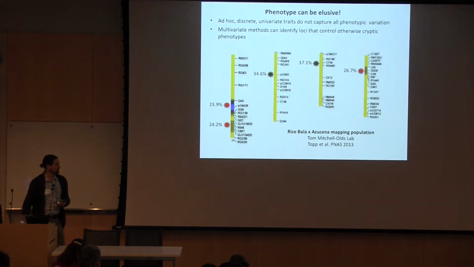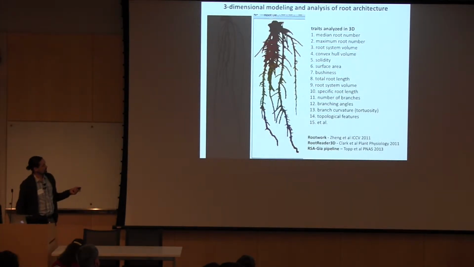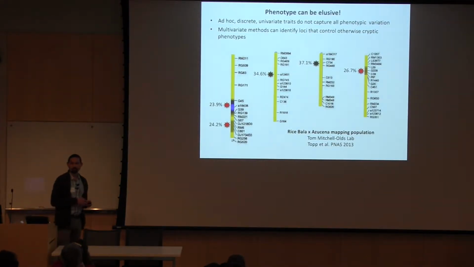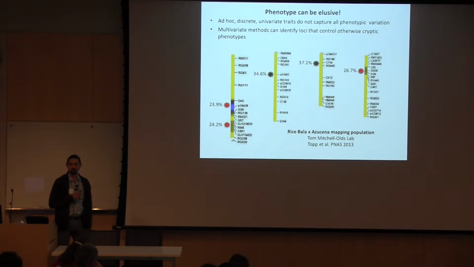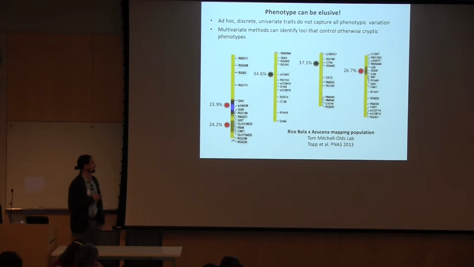And I'll give you a little bit of an example. So I'm skipping ahead, but we use this method to map the root architecture of a rice mapping population. So it's an upland and a lowland rice, Balanasi, Sena, recombinant inbred lines. So Mike explained QTLs and RILs earlier today. So basically, what I'm showing you here is just a few different chromosomes where we found QTLs.